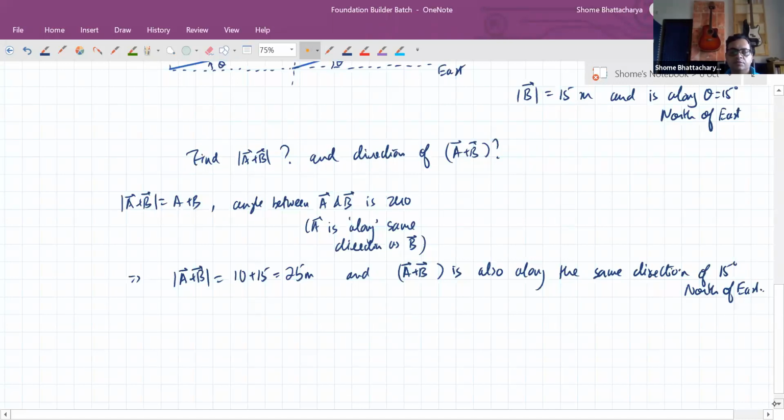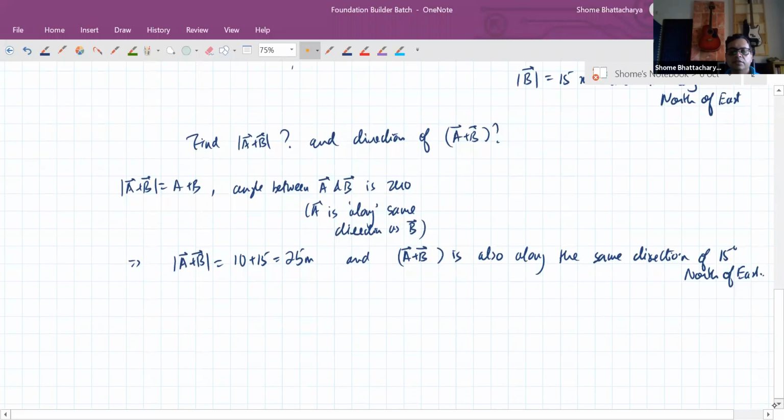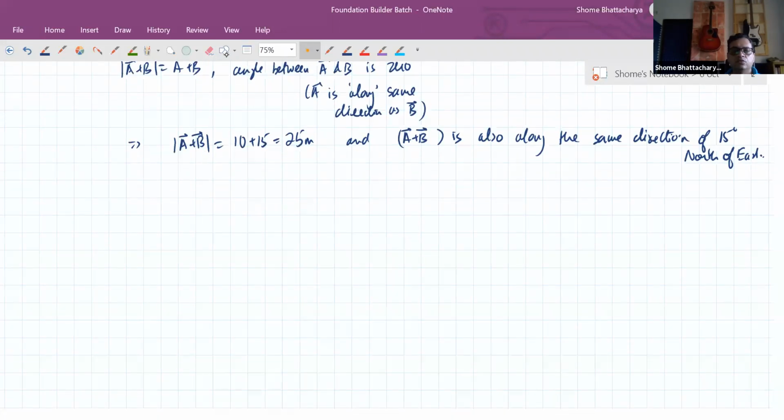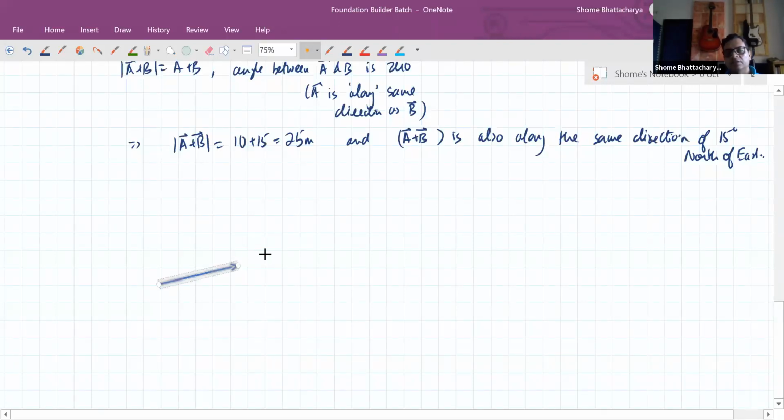Now you can understand that this whole result I have just written as a direct application of the previous concept, but we can also understand this visually very easily. If we just add the two vectors A and B like two displacements, the displacement A would look like this, and then from the head of A I would make the displacement B. So that would be just continuing in the same direction. This would be the displacement A, which has a magnitude of 10 meters. This would be the displacement B, which has a magnitude of 15 meters.